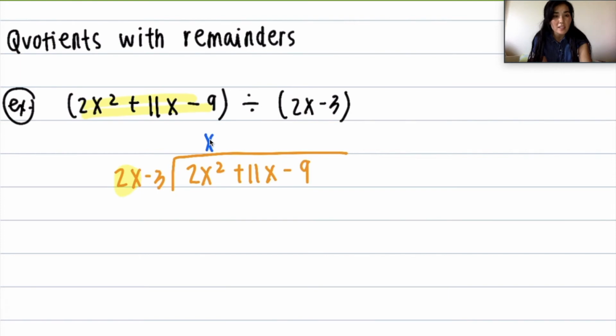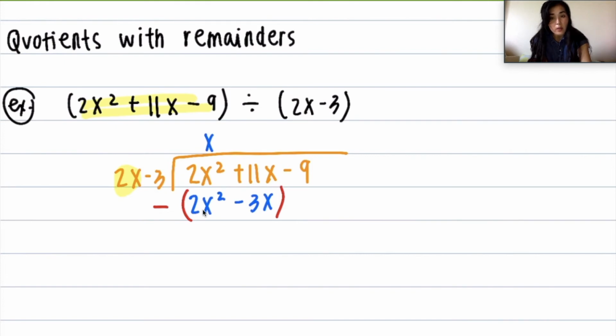We're going to take this x here and we're going to multiply this entire term. So it's going to be 2x times x, which is 2x squared. But then also this x times negative 3, so minus 3x here. Remember what's happening is we are going to be subtracting this entire second term. So again, just watch those signs here.